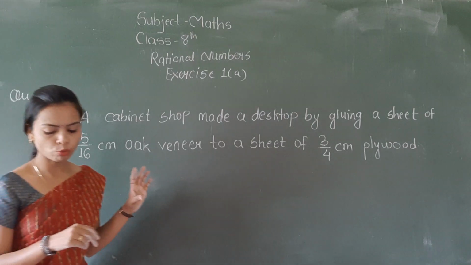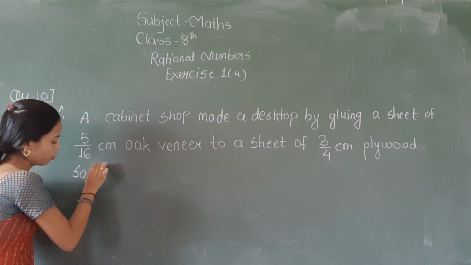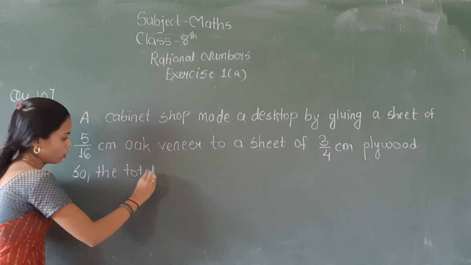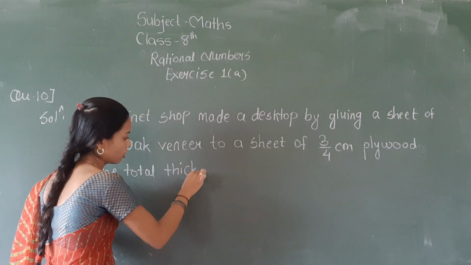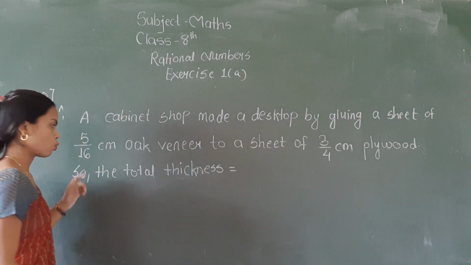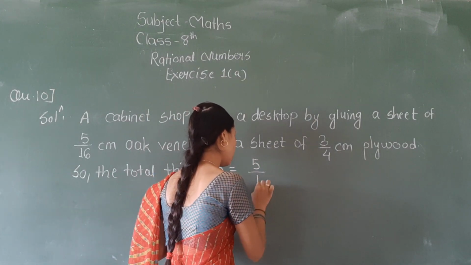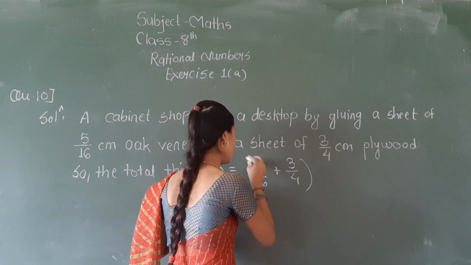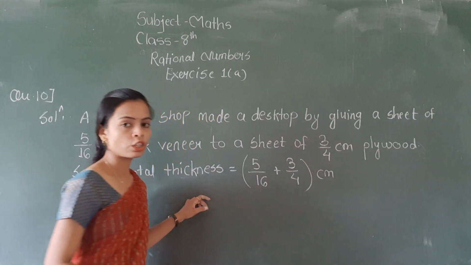So if you have to find out the total thickness, the total thickness is equal to how much? Total thickness is equal to the addition of both of them, that is 5 upon 16 plus 3 upon 4 centimeter.